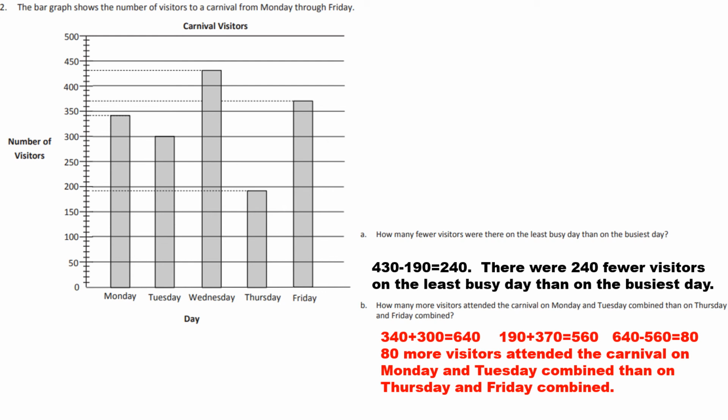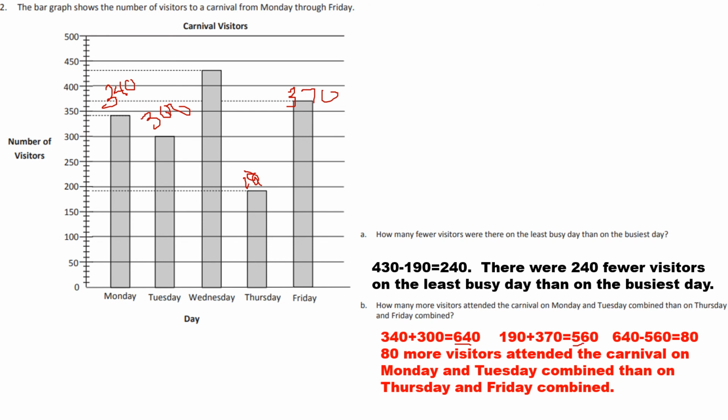But we have 340 plus 300, which is 640, and that's Monday and Tuesday. So here we have our 340 and our 300. When we add that together, we get 640. And then we have 190 for Thursday plus 370 for Friday. Add those together, we get 560.